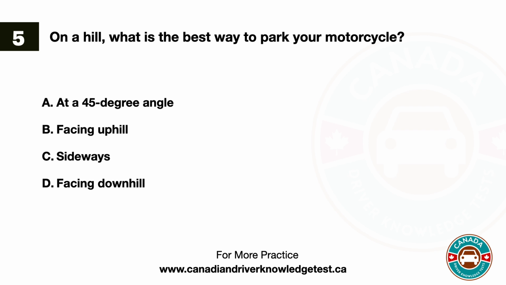Question 5. On a hill, what is the best way to park your motorcycle? A. At a 45-degree angle. B. Facing uphill. C. Sideways. D. Facing downhill. The answer is B. Facing uphill.